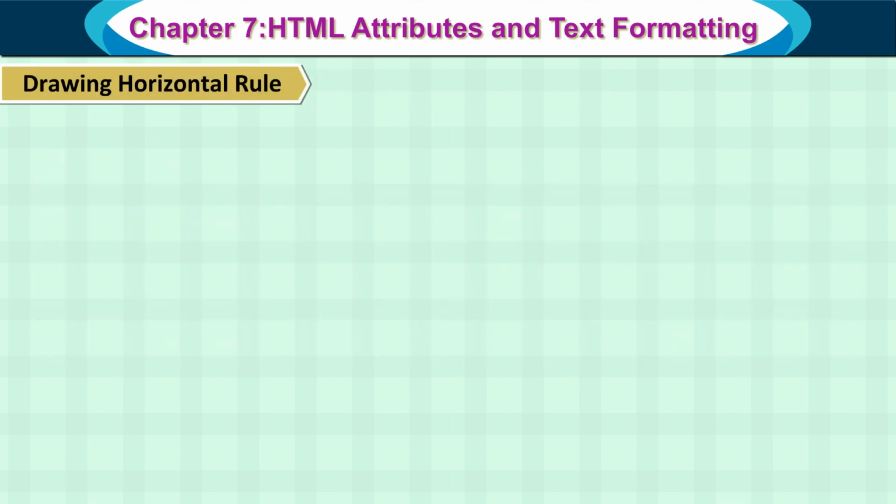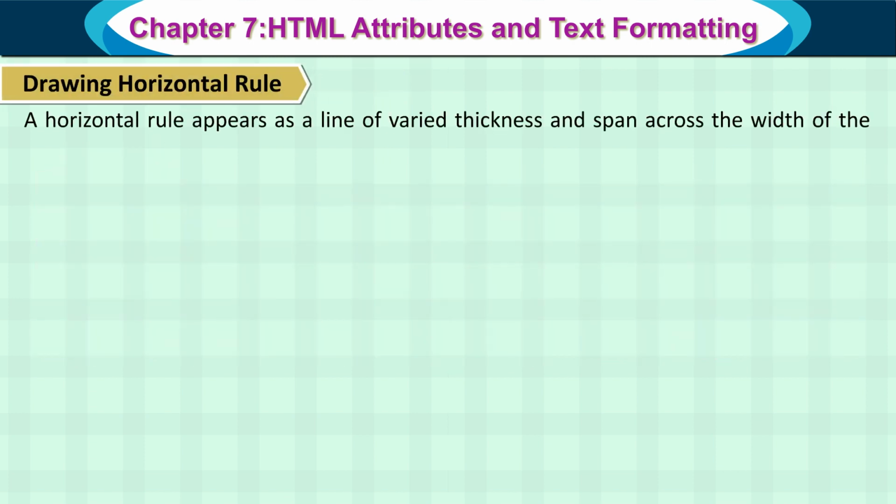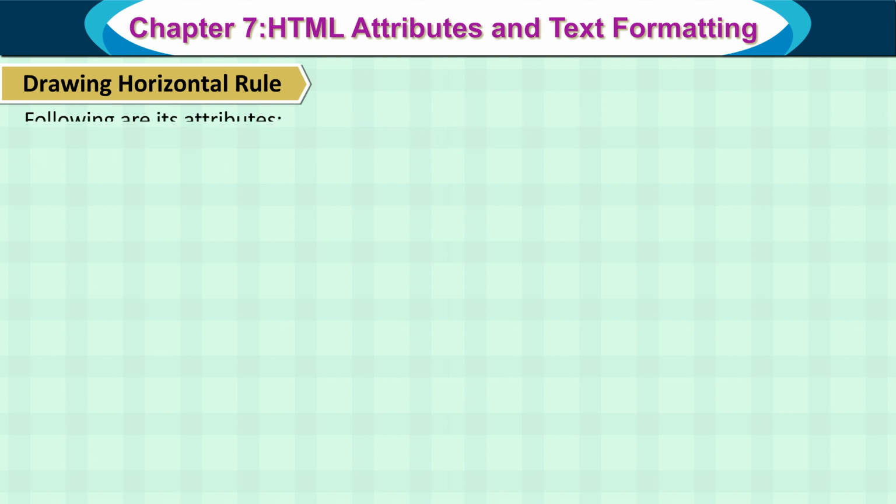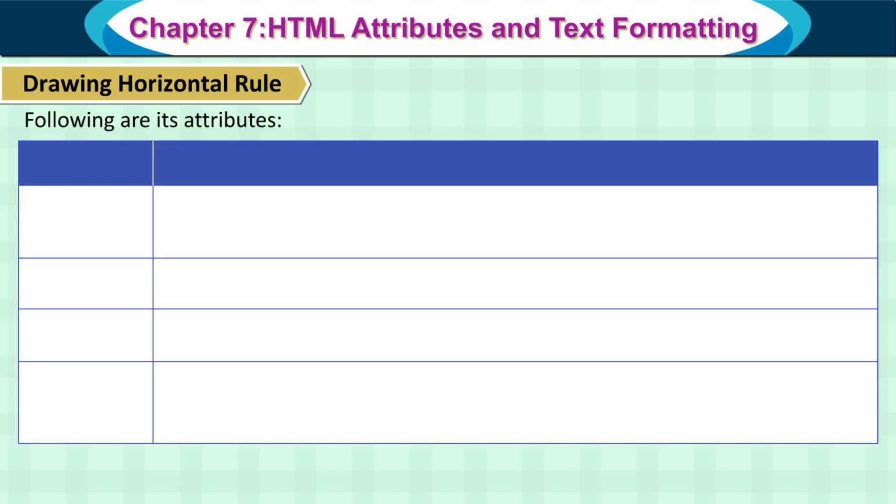Drawing horizontal rule. A horizontal rule appears as a line of varied thickness and spans across the width of the browser window. Horizontal rule is signified by HR element. It is an empty element. Following are its attributes. Attribute explanation.